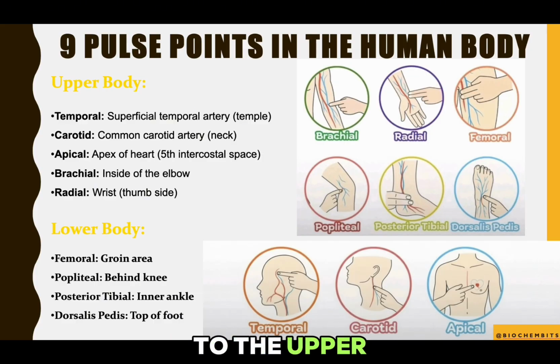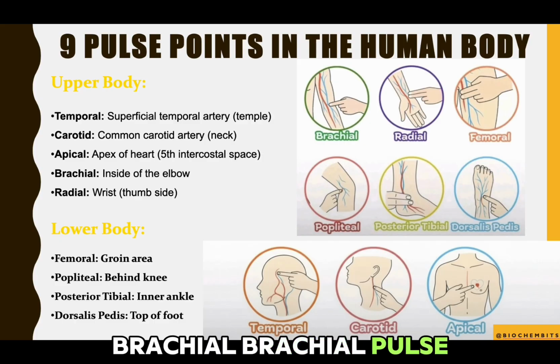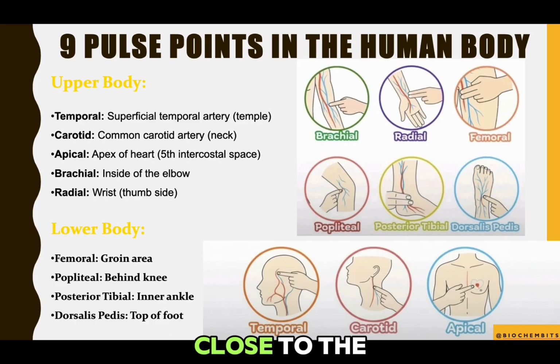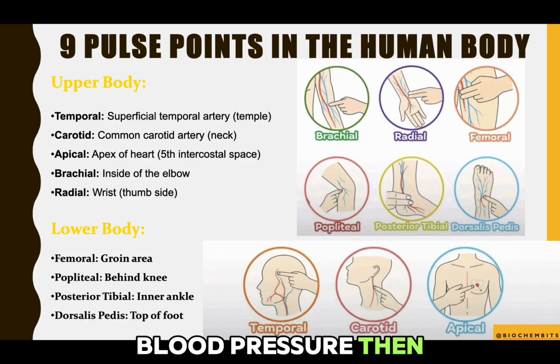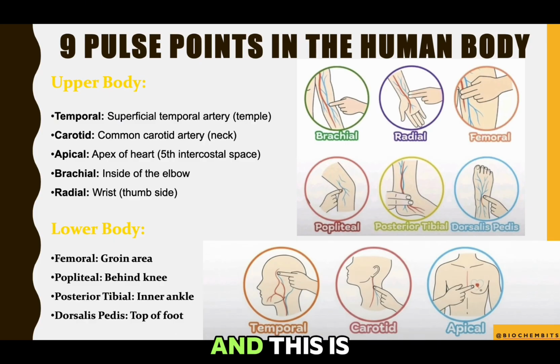And then moving to the upper extremities of the body, that is where we have the brachial pulse. That is where we have the hand close to the elbow. Whenever you touch that joint there, close to your elbow, you feel the blood pressure. Then we also talk about the radial pulse, and this is around the wrist.